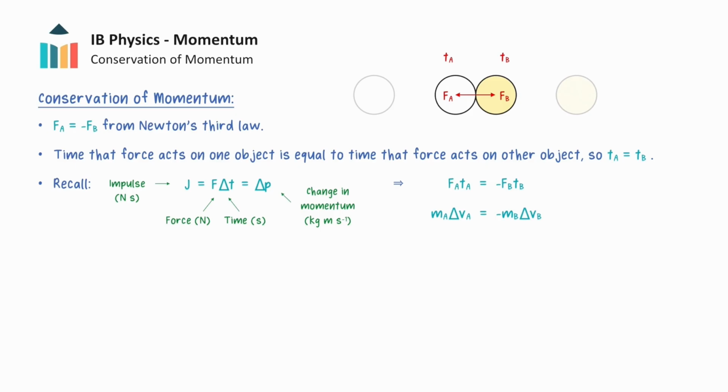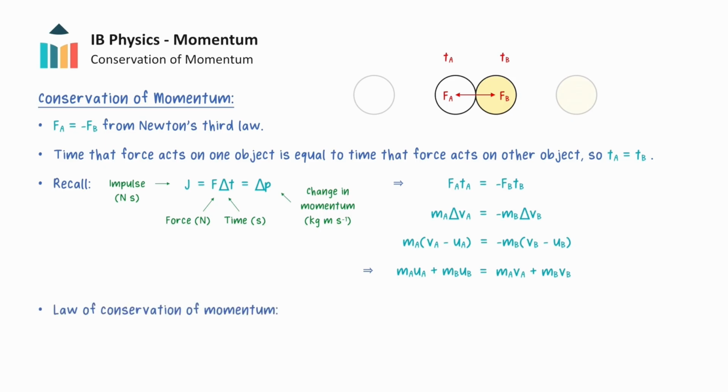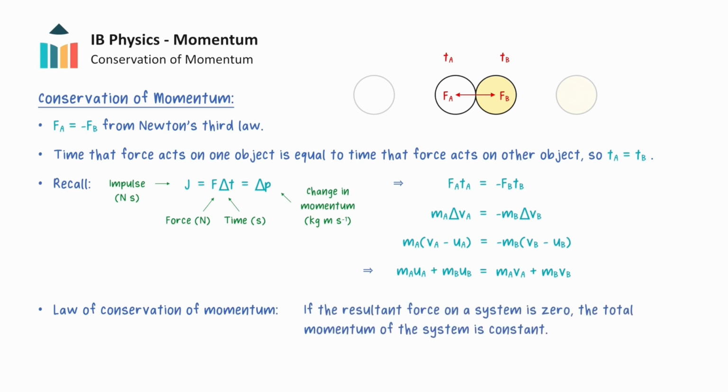If we now replace the change in velocity terms with their initial and final velocities u and v, we can rearrange this to show that the total momentum of both objects before the interaction is equal to the total momentum after the interaction. This results in an important law known as the conservation of momentum, which states that the total linear momentum of any system is constant, provided that there is no resultant external force acting on it. Conservation of momentum is important as it is used to predict the motion of objects immediately after a collision.